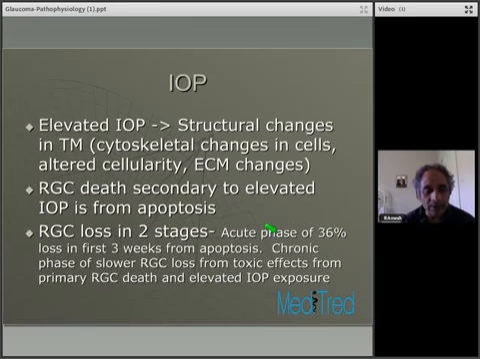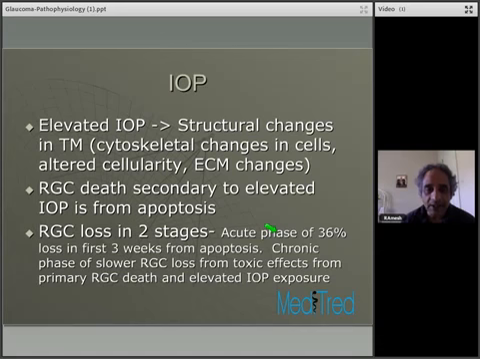When these cells are exposed to elevated intraocular pressure on a persistent basis, in the acute phase, for example, if a patient develops a pressure spike of 60 or 70 millimeters of mercury, what happens is that in the first 3 weeks, there will be approximately 36% loss of retinal ganglion cells from apoptosis. So there is a direct destructive effect of the acute elevated intraocular pressure on the ganglion cells. So we lose them at approximately 12% per week or 36% in the first 3 weeks.